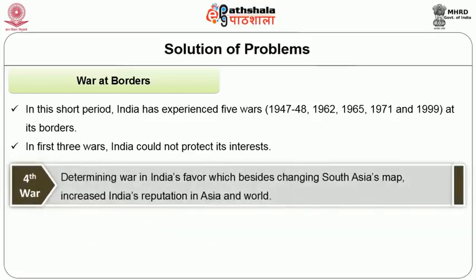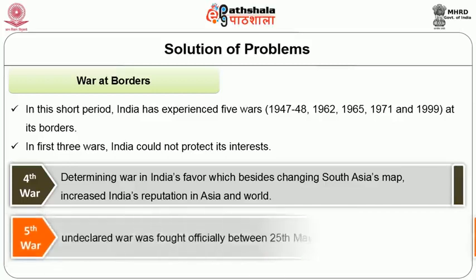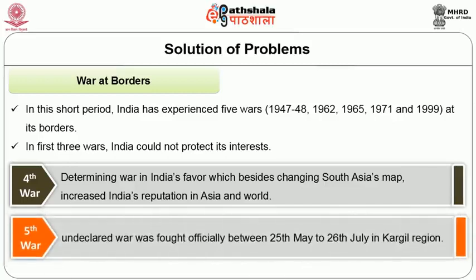But the fourth war was a determining war in India's favor, which besides changing South Asia's map, increased India's reputation in Asia and the world. The fifth undeclared war was fought officially between 25th May to 26th July in Kargil.